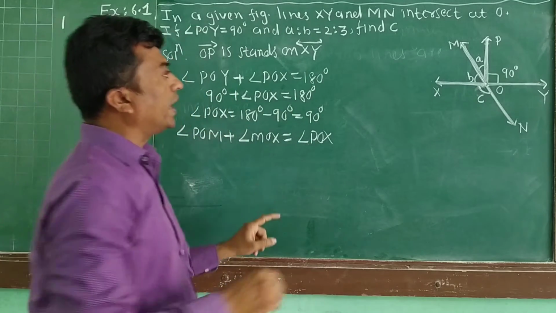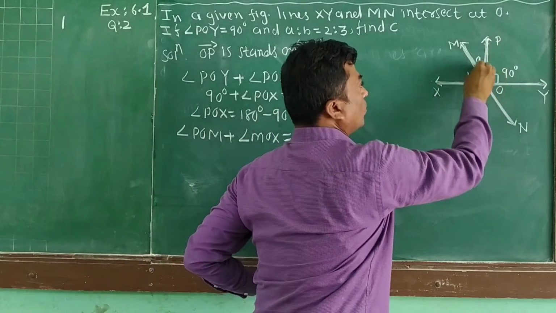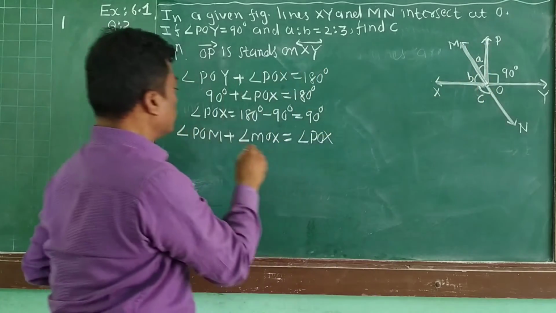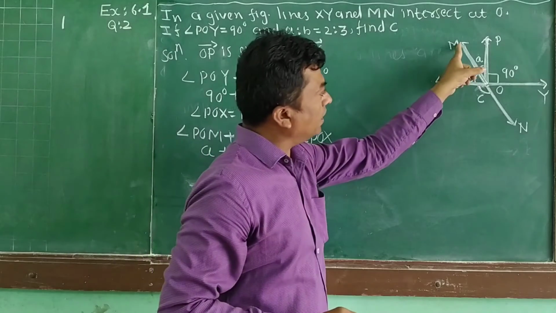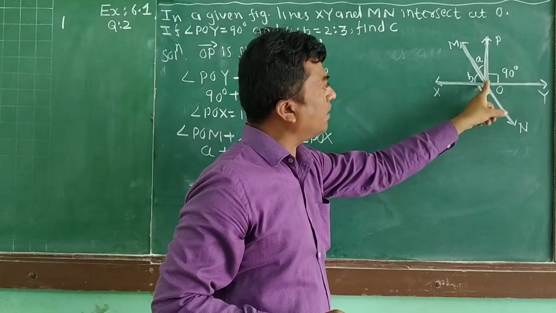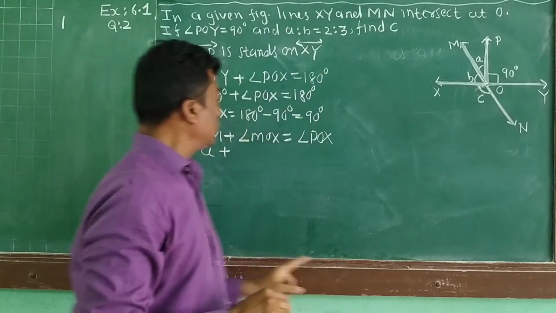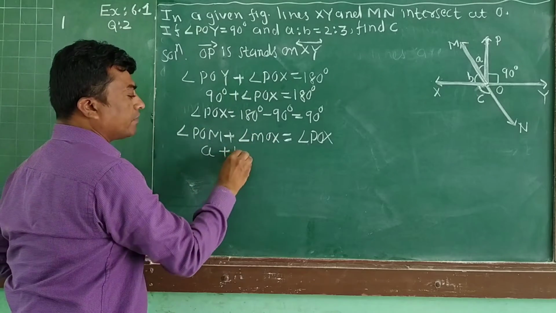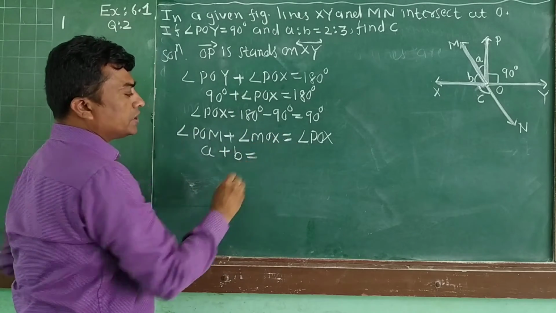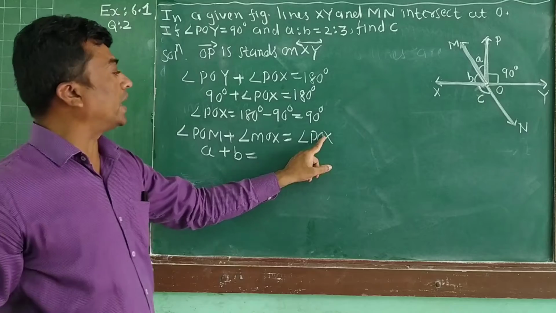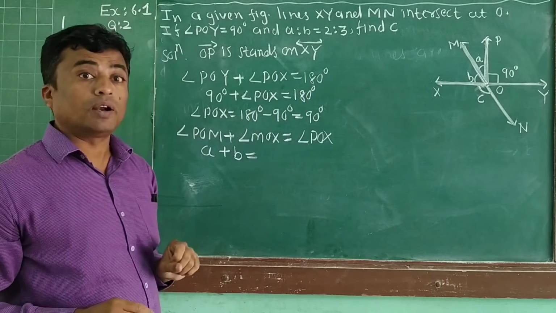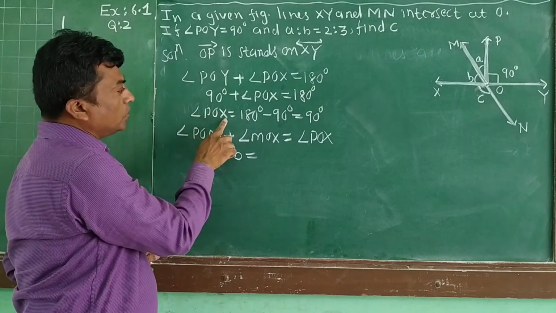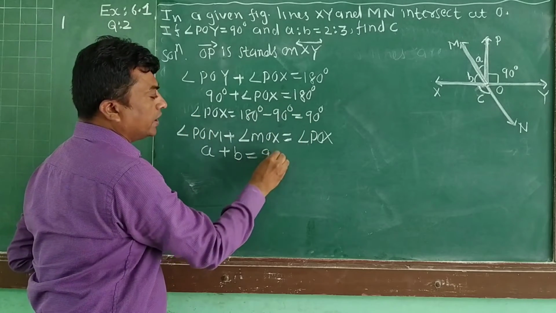Now angle PON, see, this angle PON is equal to what? A. So we can write A. Then plus, what is angle MOX? See, MOX is equal to what? B. So instead of MOX, we can write B. Is equal to angle POX. See, angle POX is equal to 90 degrees. Already we identified.